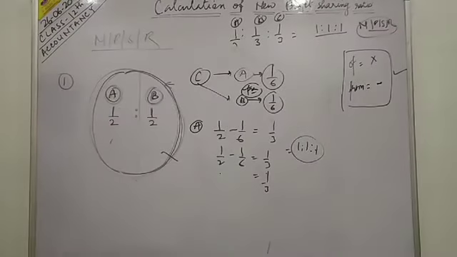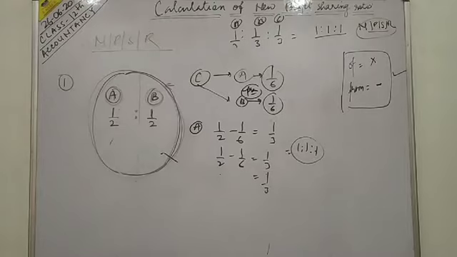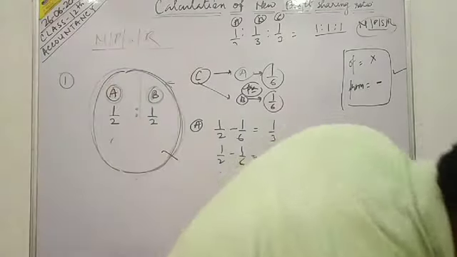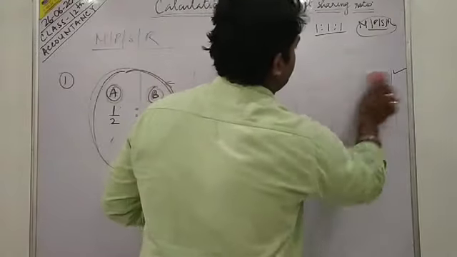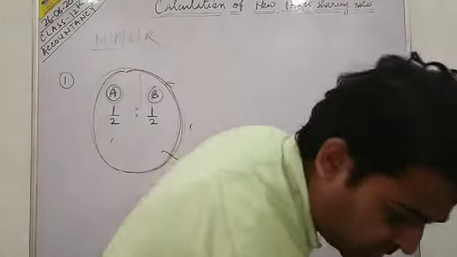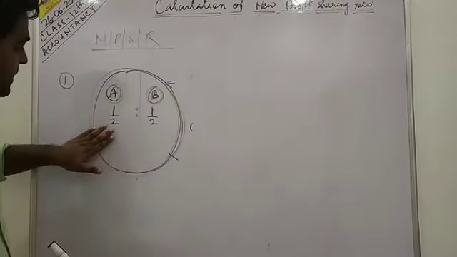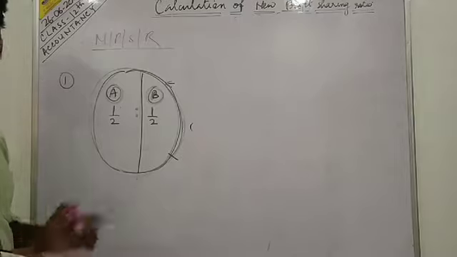So my dear friends, we will start the sacrificing ratio. What would the sacrificing ratio be? We have learned the calculation of the new profit sharing ratio. Suppose A and B are two partners and they distribute their profit sharing 1:1. The new profit sharing ratio will be 1:1, 1/2 and 1/2.